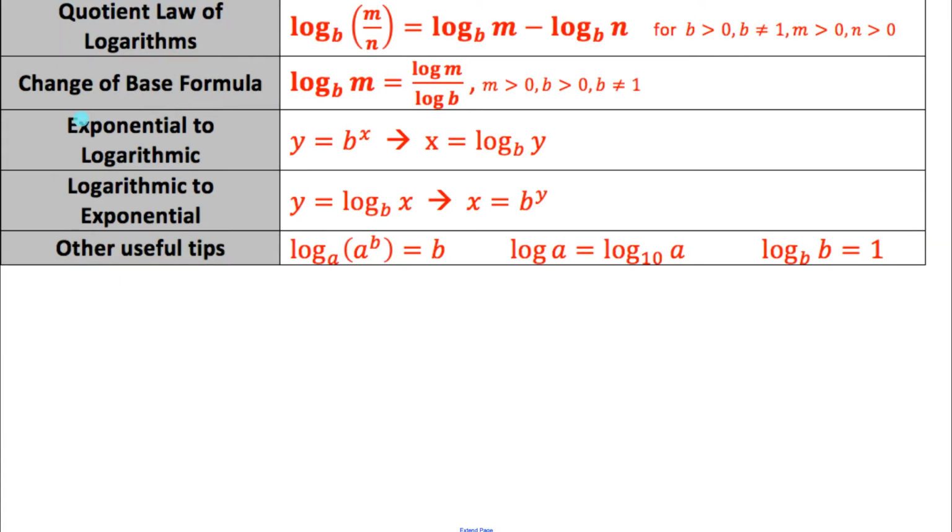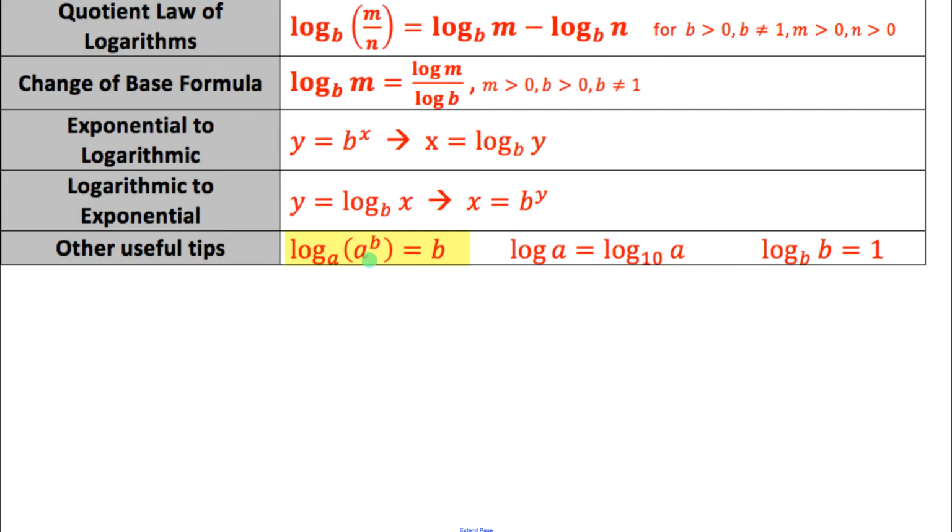And then we've been working with these next two a lot, changing from an exponential equation to an equivalent logarithmic equation, and vice versa, going from a logarithmic equation to an exponential equation. So you need to be able to confidently move between those two versions of a formula. And then here's some other helpful tips down here.